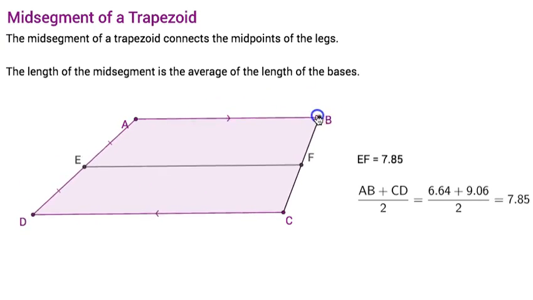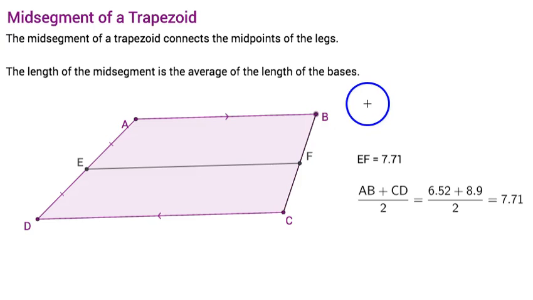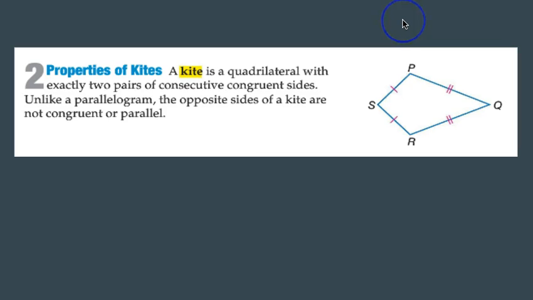And what we're going to do is side AB plus CD times a half, or divided by 2. And these numbers are saying what each of the lengths are. And we're dividing it by 2. And now it is equal to 7.71. And there we go.